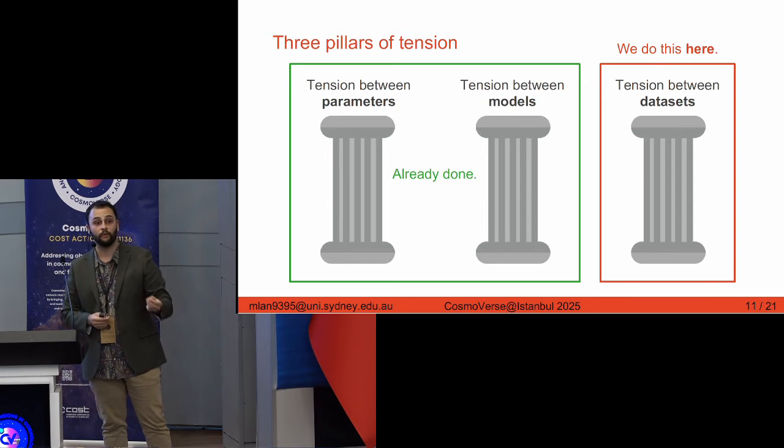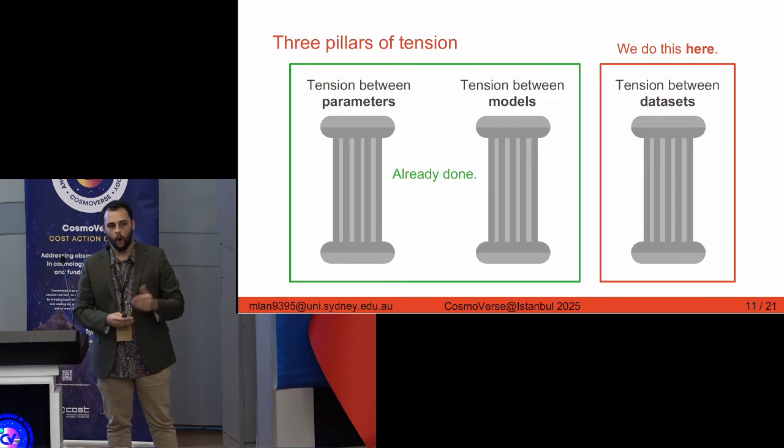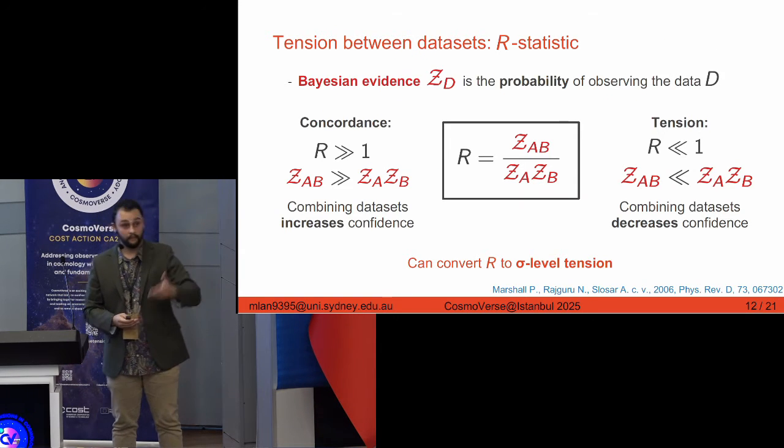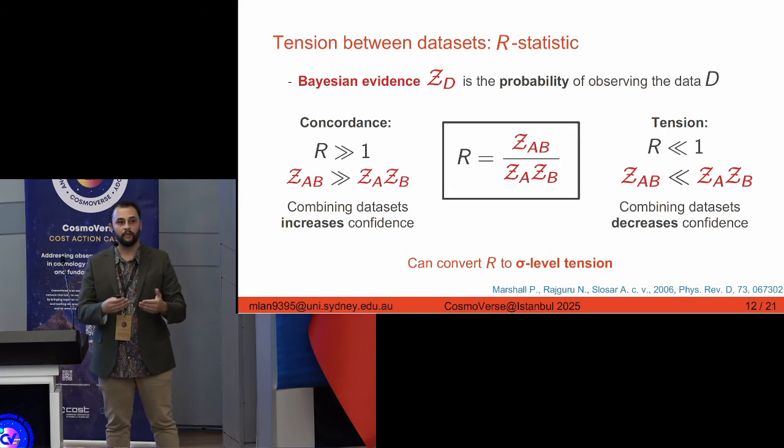This relates to what Dilly talked about in her talk yesterday, where you have an underlying model, and you're seeing, do different data sets make the same predictions on that model? And here, also relating to Dilly's talk, we have the R statistic. You can convert this to a sigma level of tension.